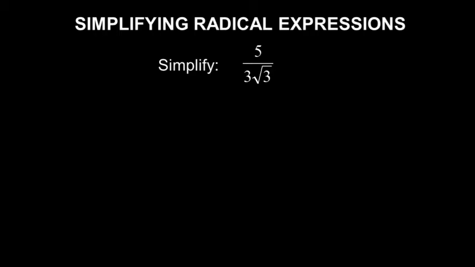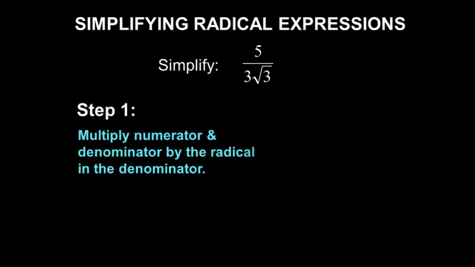So what we're going to do here is to rationalize this one in order to eliminate or remove the radical symbols in your denominator. What is step number 1 here? Multiply numerator and denominator by the radical in the denominator. So we will have that one as 5 over 3 square root of 3. What is the radical expression in the denominator? We have square root of 3.